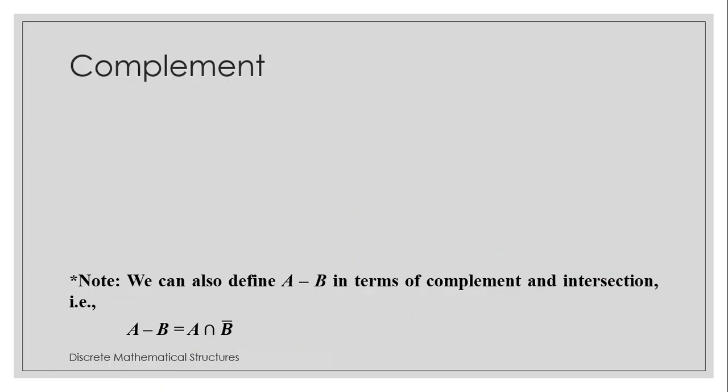Now we can also define A minus B in terms of complement and intersection. That means A minus B, we know that A minus B contains all elements that are present in A but not present in B. We have seen earlier that A minus B will be equal to x such that x belongs to A and x does not belong to B. So this can also be written as A intersection B complement.